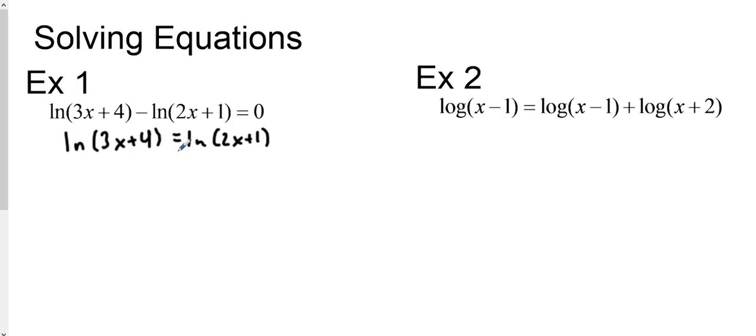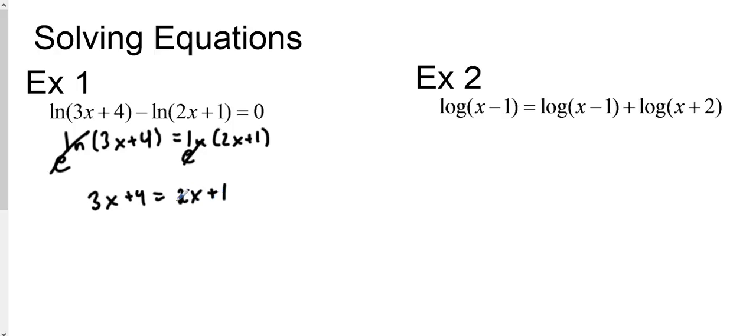Now I have natural log on this side, this side. If I e both sides, boom, cancel. Cancel using inverse operations. Now I have 3x plus 4. That's going to equal 2x plus 1. And that's what we got right there.